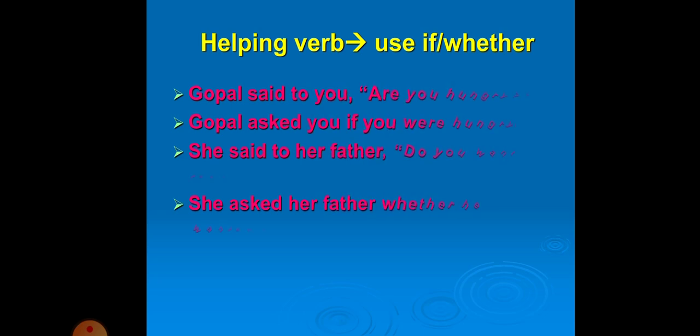Next is the helping verb. Use if or whether whenever you have the helping verb. I have explained this to you earlier also in many examples. Here I have made a separate slide to make it clear. Gopal said to you, are you hungry? Gopal asked you if you were hungry. She said to her father, do you want tea? She asked her father whether he wanted tea.